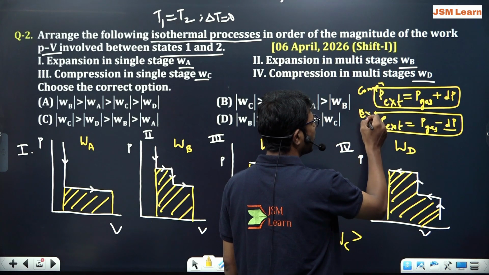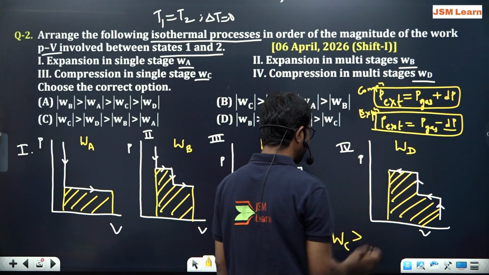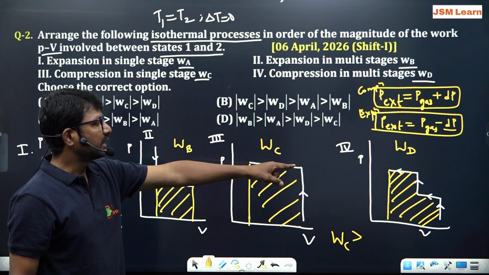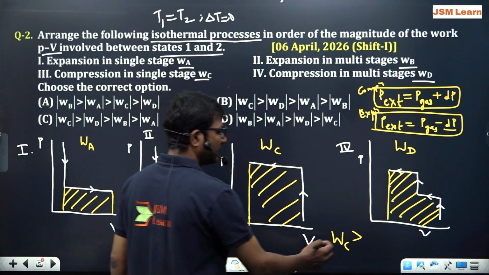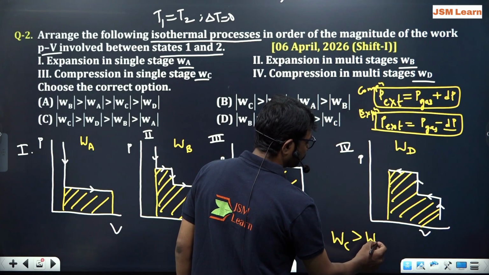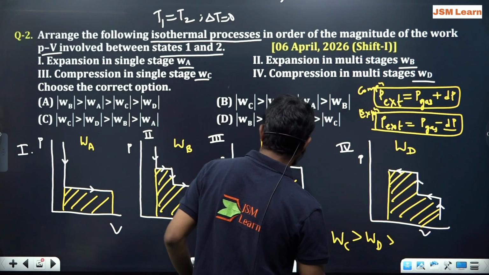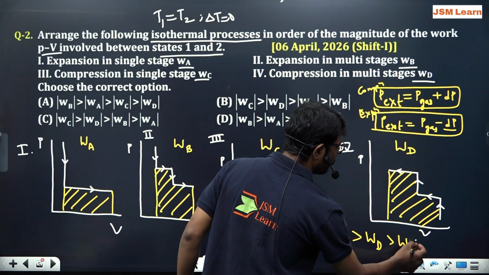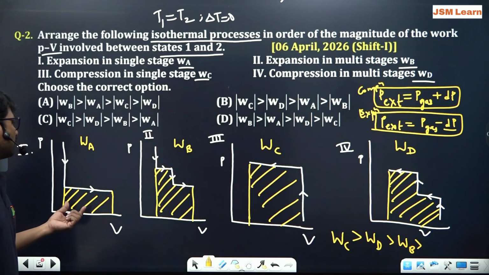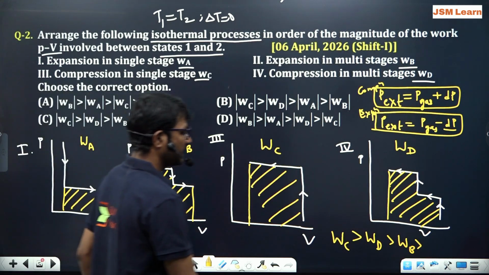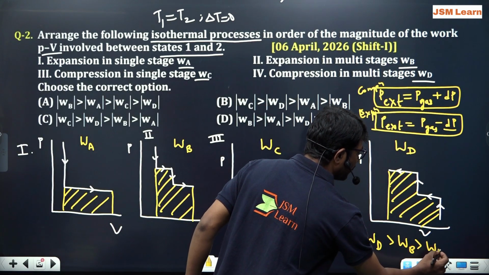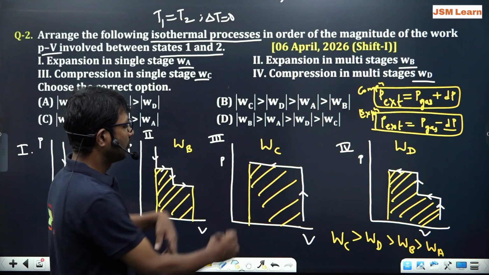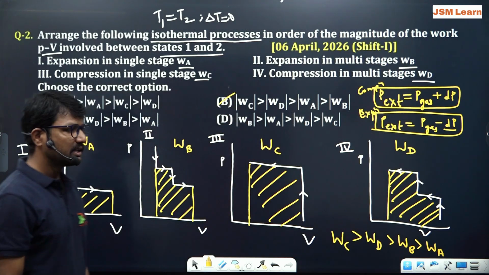Compression, this one is what? Expansion. So in case of expansion, work done in comparison with the work done in the compression process is a little lesser. So that is WD, next one comes WB, and the final one, where very little work has been performed in the first case, WA. So now you can see options WC, WD. Okay, so option B in this case is the correct answer.